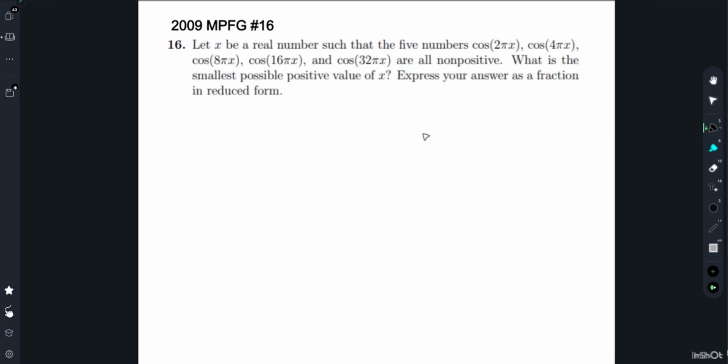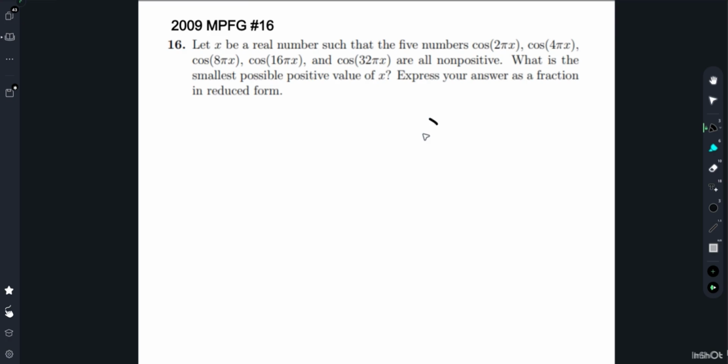Hello guys, today we're going over the 2009 Math Prize for Girls, problem 16. Let x be a real number such that the five numbers cosine 2 pi x, cosine 4 pi x, cosine 8 pi x, cosine 16 pi x, and cosine 32 pi x are all non-positive. What is the smallest possible positive value of x? Express your answer as a fraction in reduced form.